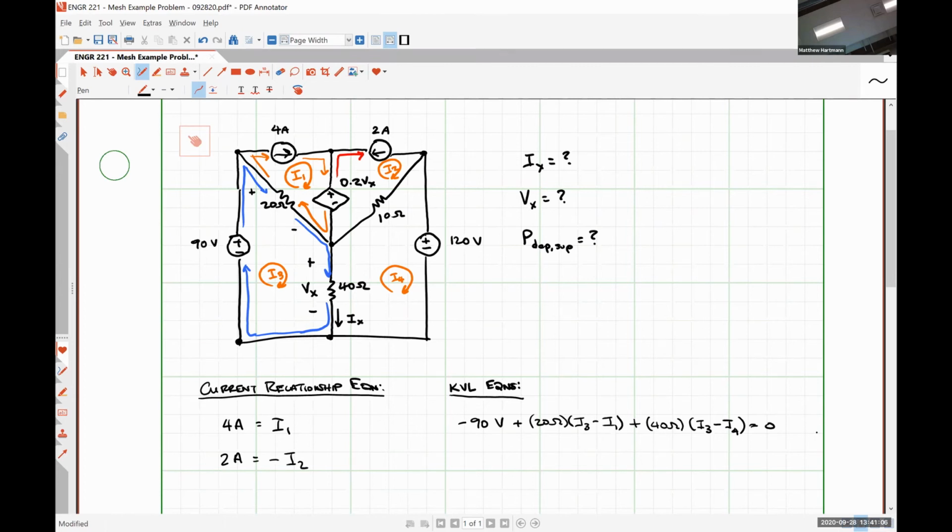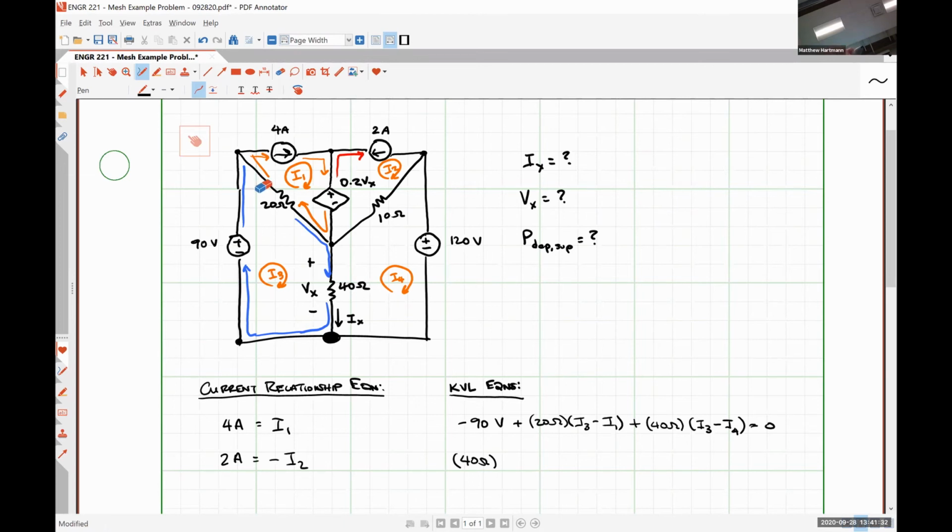So now let's do the same thing for mesh current I4. We're going to start at the bottom left-hand corner, which is right here, and then follow the clockwise path of the current around its loop. So what's our first term in our equation going to be? It's going to be 40 ohms. We see a 40 ohm resistor first. What's the total current flowing through the 40 ohm resistor?